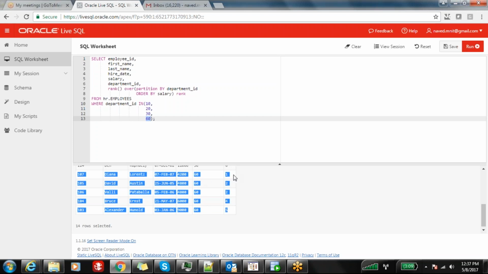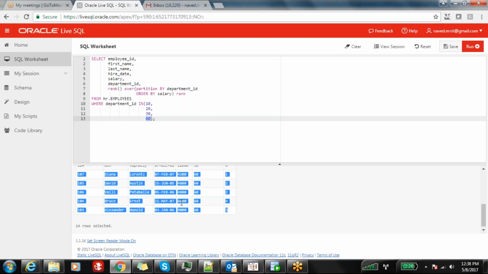So this particular row will get rank 1. Next salary is 4800, so it will get rank 2. The third row has the salary 4800, so ideally it should get third rank, right? But this is not the behavior of the rank function. Rank function means you are calculating the rank at which this particular row should exist. Since it has the same salary, it is going to have the same rank.